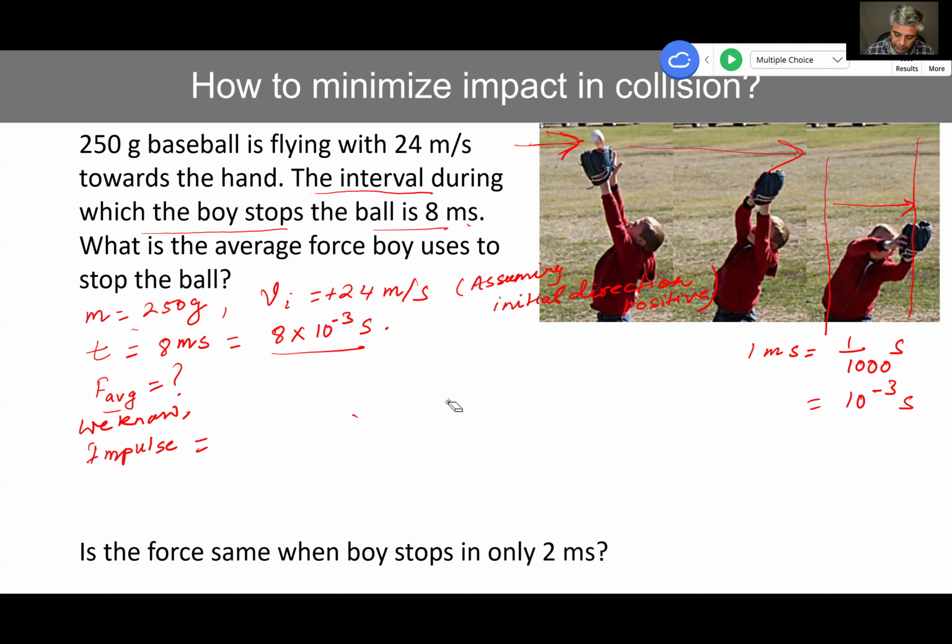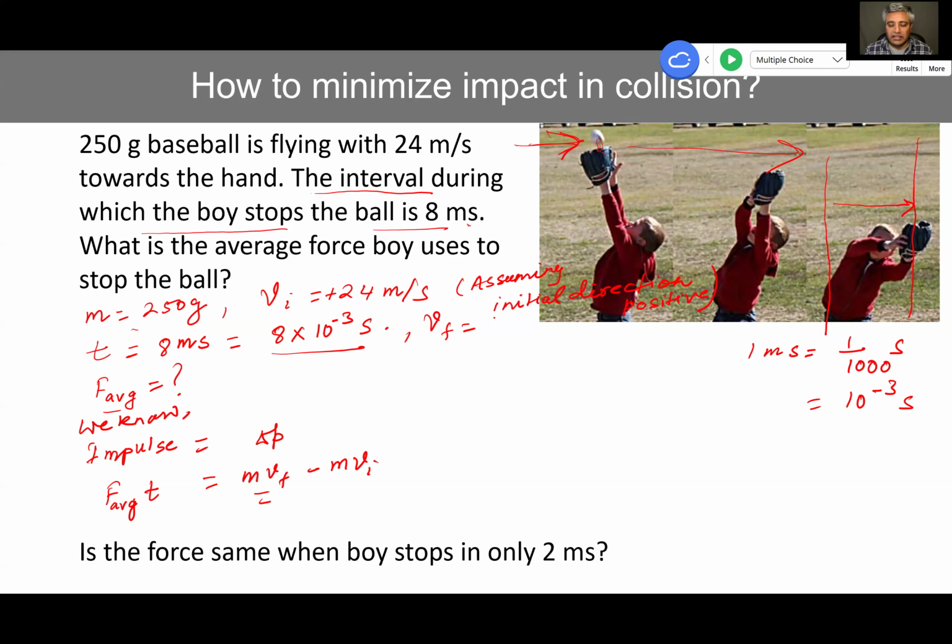Or I guess in the formula sheet, it may be something like that. So we can write something like that. F average times time interval, which is impulse, is equal to MVF minus MVI. Oh, we need final speed. What do you think the final speed is? Do we know that?